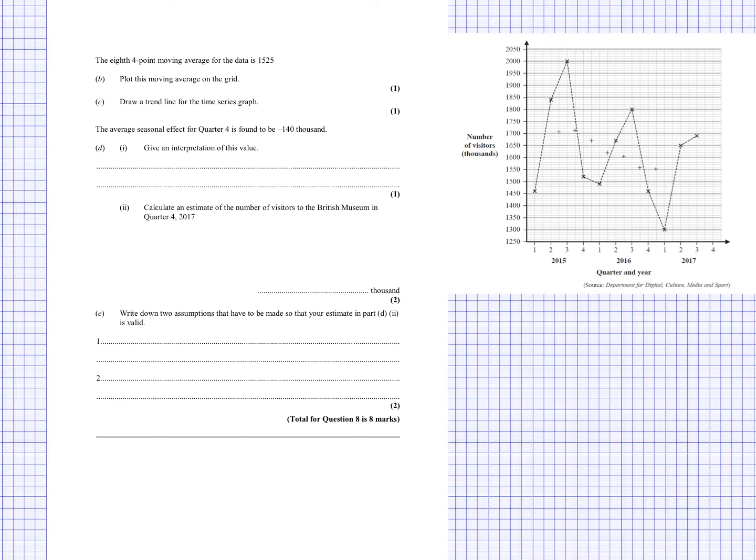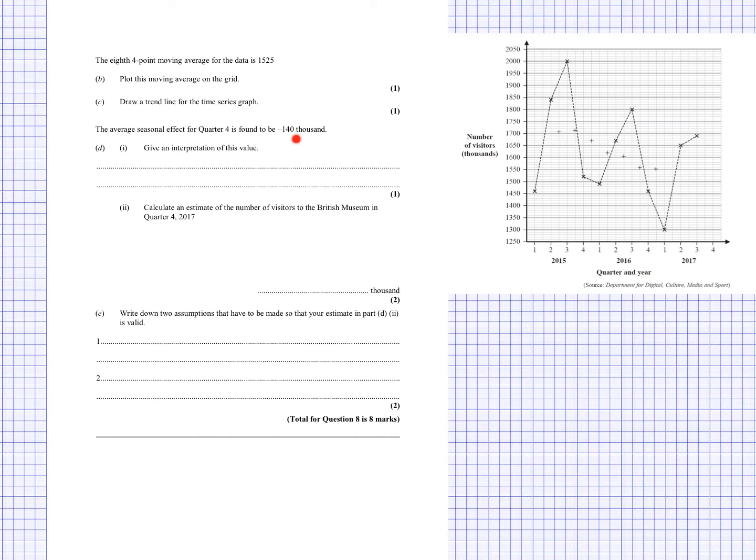Next question, draw a trend line for the time series graph. So the trend line goes roughly in the middle between the moving averages here. Okay, so you're just going to draw a line going through there. And you might want to extend it on this side because we might be using it to estimate something on this side.